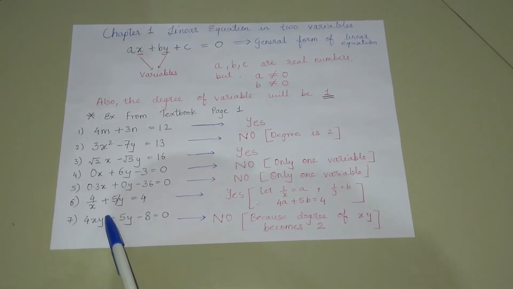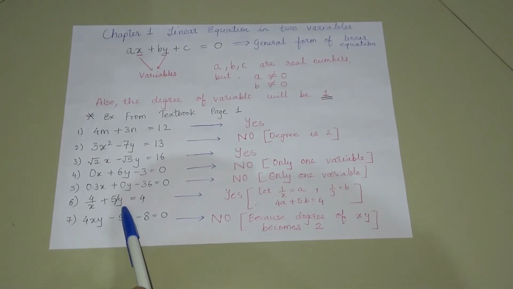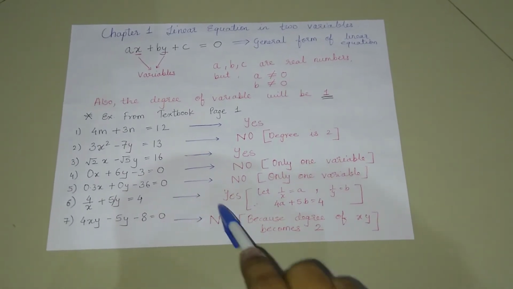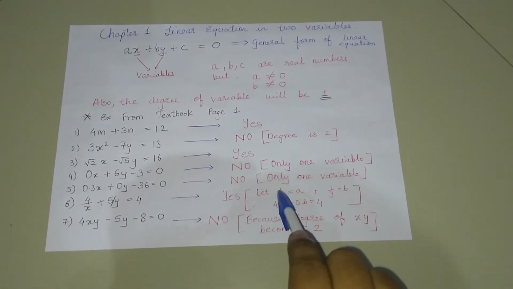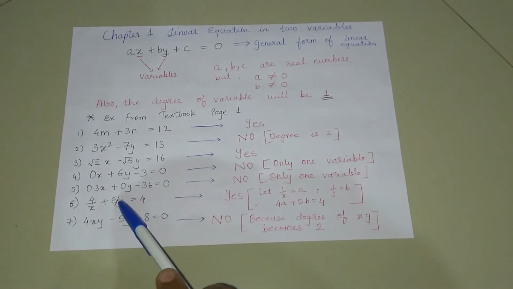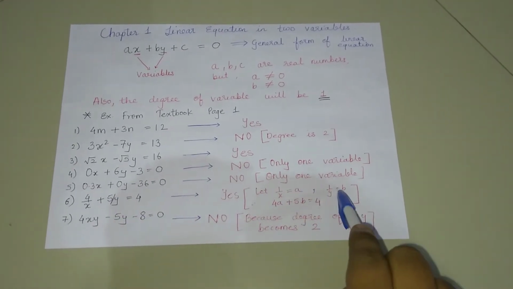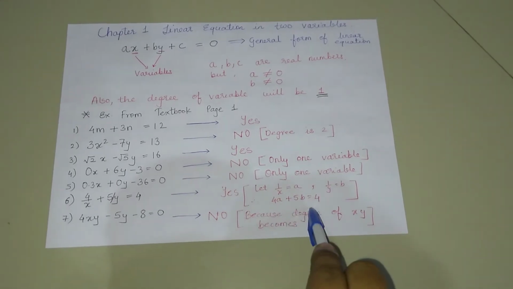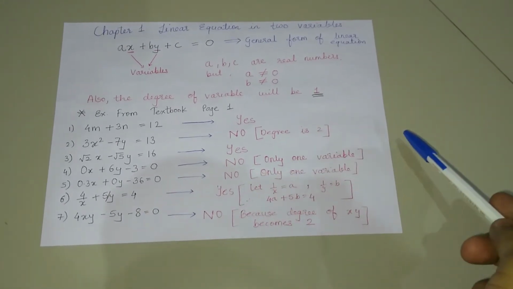Now in this one, it's 4 upon x plus 5 upon y equal to 4. Yes, this is a linear equation. I will tell you how. We suppose 1 upon x is equal to a and 1 upon y is equal to b. So the equation turns to 4a plus 5b equal to 4. Yes, this is a linear equation now.